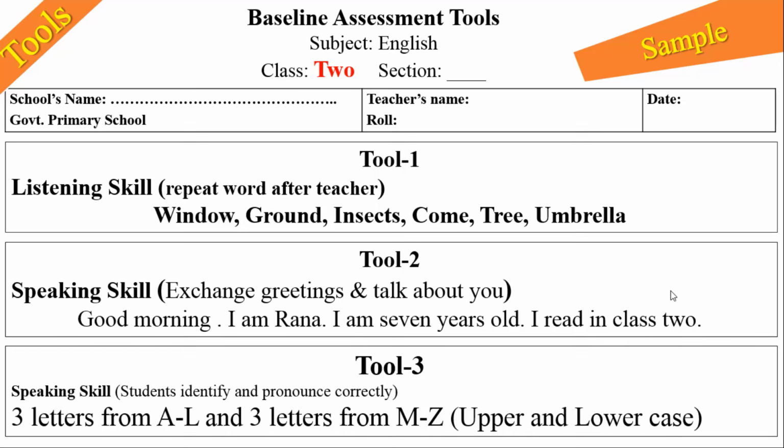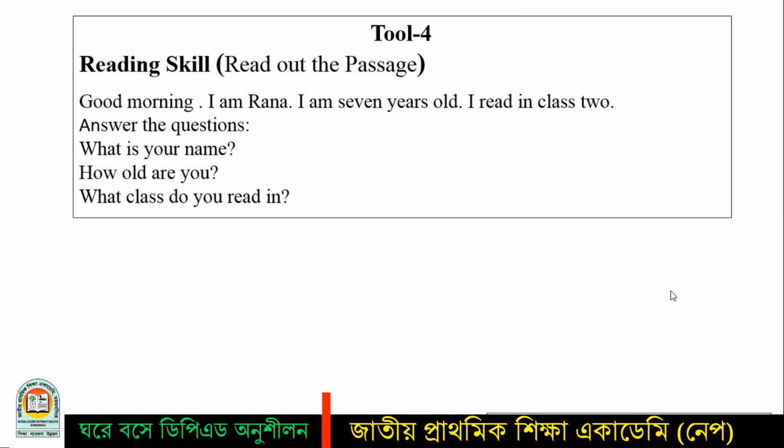Tool number 3, speaking skill. Students identify and pronounce correctly 3 letters from A to L and 3 letters from M to Z, uppercase and lowercase both. Remember, in class 1 and class 2, we give more focus on listening and speaking skill. Tool number 4, class 2 English, reading skill. Read out the passage. You will give a passage from the class 1 EFT book and the student will read it out, and then you will have some questions. After reading, he will give the answers.